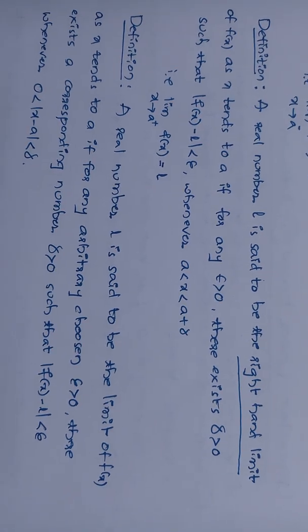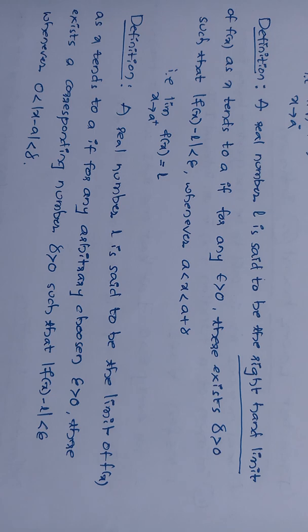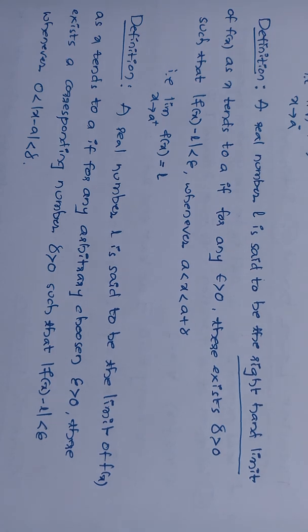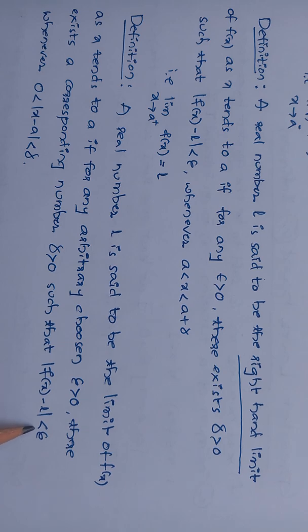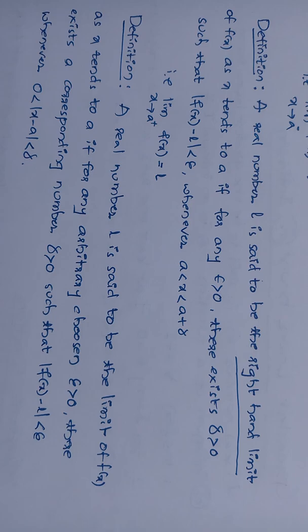The next definition is: a real number L is said to be the limit of f of x as x tends to a if for any arbitrarily chosen epsilon greater than 0 there exists a corresponding number delta greater than 0 such that modulus of f of x minus L is less than epsilon whenever 0 is less than modulus of x minus a is less than delta. We often use this definition to prove some of the theorems, so remember this definition very carefully.